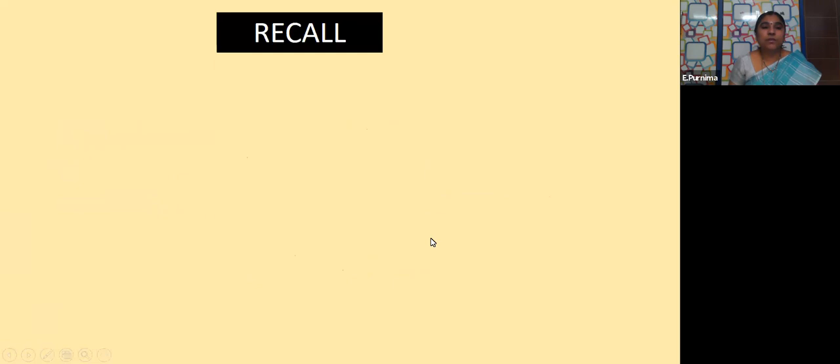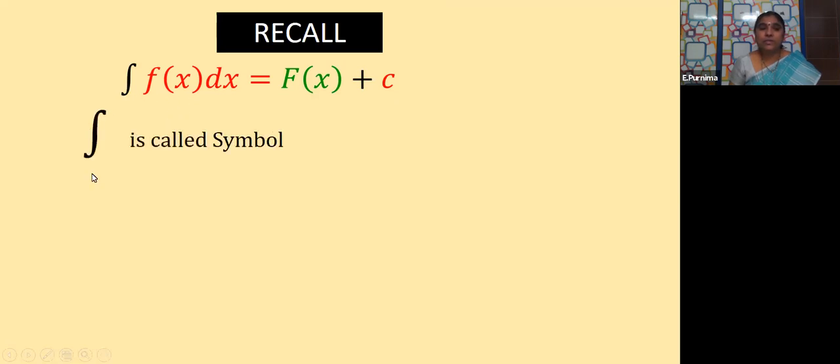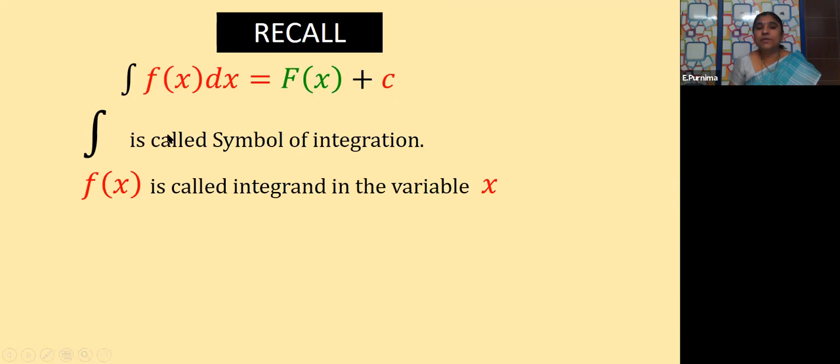Next, suppose integral f of x dx is equal to F of x plus c. What is the notation? Let us see what each term represents. This symbol represents the symbol of integration. Next, f of x is the integrand. Integrand means the function which is to be integrated. f of x is called the integrand in the variable x. Whatever the variable is, we say integrand in that variable. Here x is there, so in variable x. If t is there, we say in t.